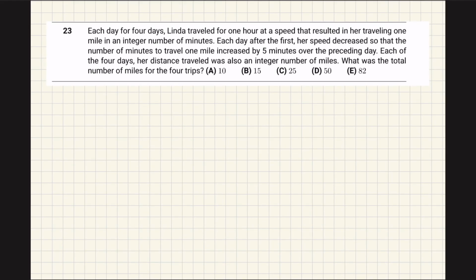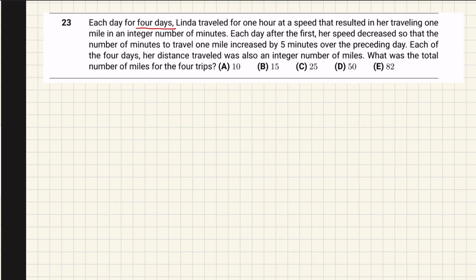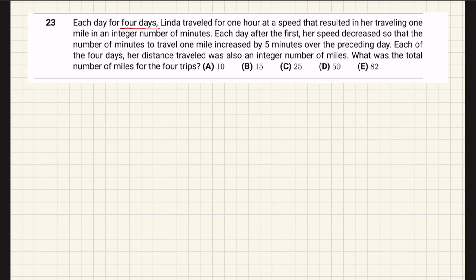Hello everybody, we're going to look at question 23 from the AMC8 in 2017. This is a really cool problem, and even pulling the problem out is not so easy. So each day for 4 days, Linda travelled 1 hour at a speed that resulted in her travelling 1 mile in an integer number of minutes. That's really important, 1 mile in an integer number of minutes. Each day after the first, her speed decreased so that the number of minutes to travel 1 mile increased by 5 minutes over the preceding day. Each of the 4 days, her distance travelled was also an integer number of miles. What was the total number of miles for the 4 trips?